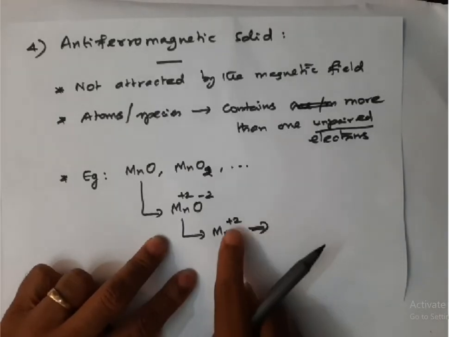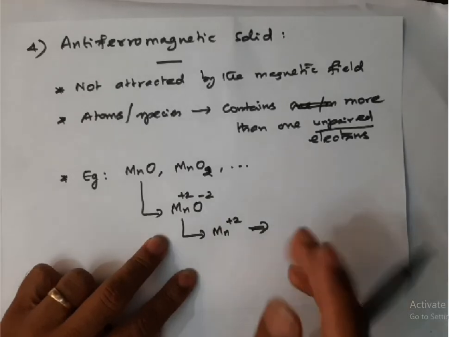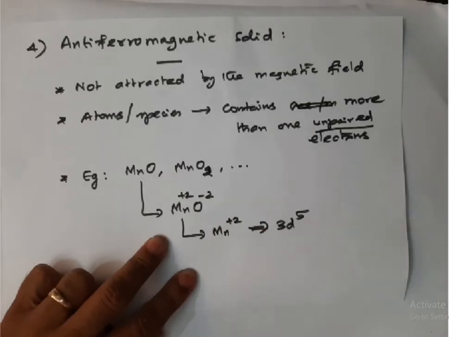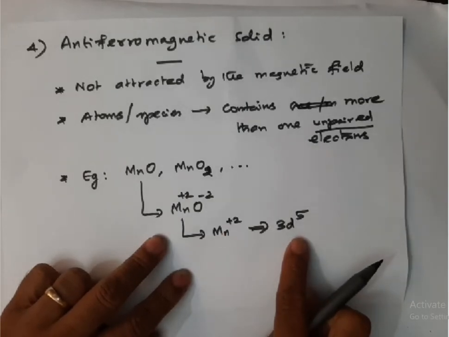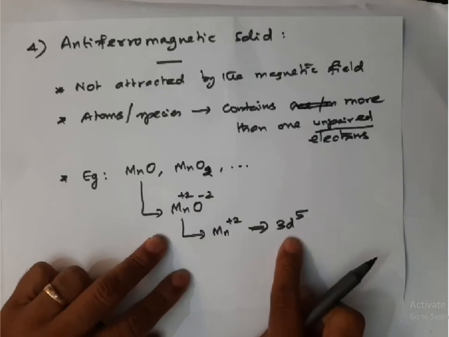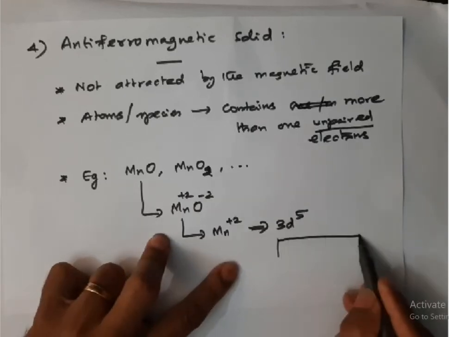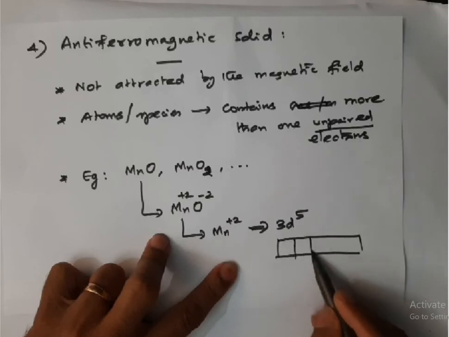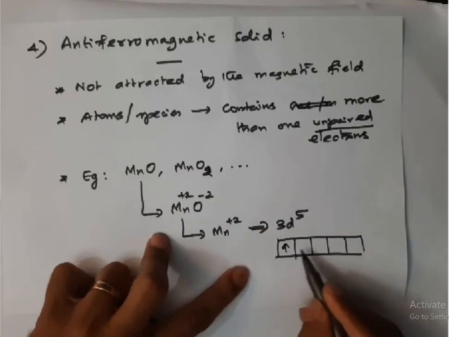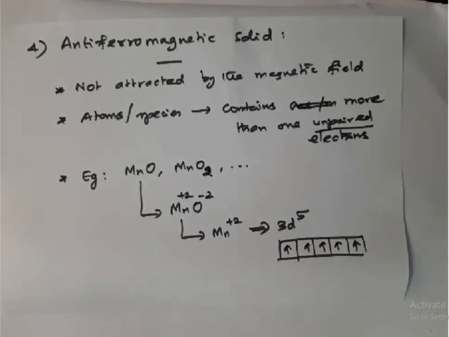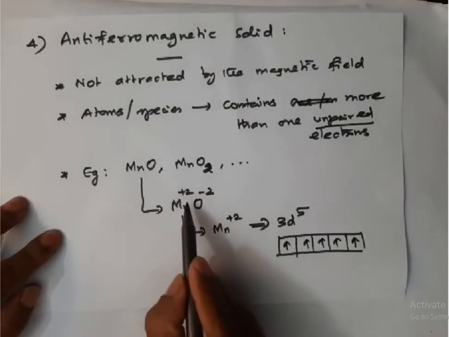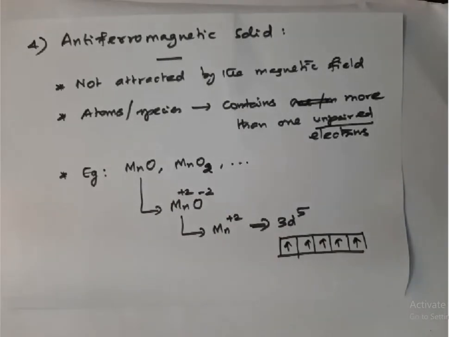Students, listen carefully. Manganese in +2 oxidation state, the outer electronic configuration is 3d5. That means it contains 5 unpaired electrons. So the d subshell: 1, 2, 3, 4, 5. The d subshell contains 5 unpaired electrons. So each manganese ion, Mn2+ ion, has 5 unpaired electrons. So this material is supposed to be strongly attracted by the magnet because they contain more unpaired electrons.